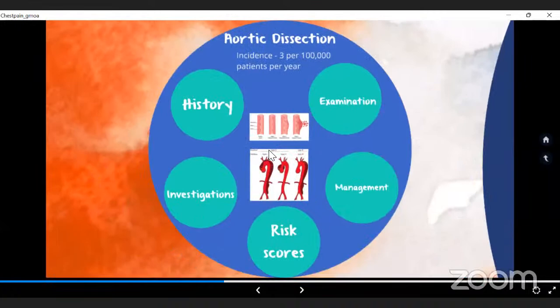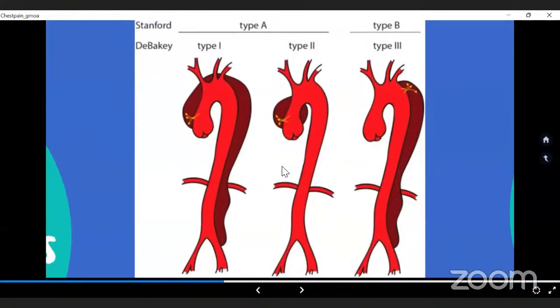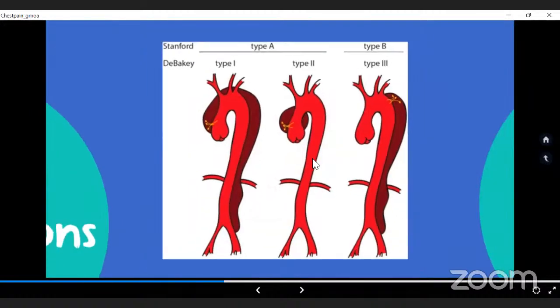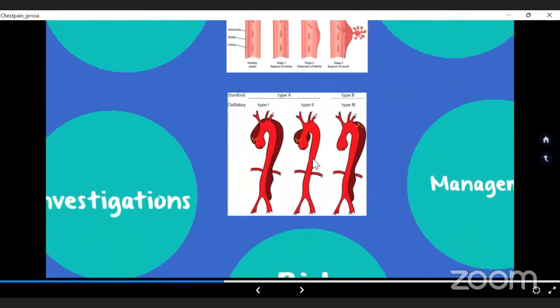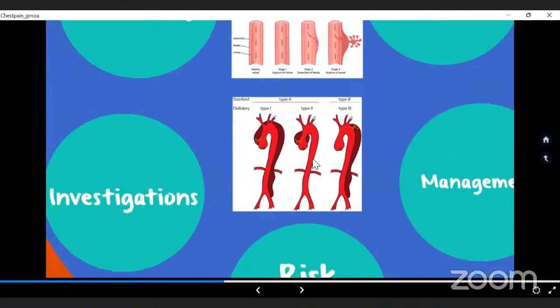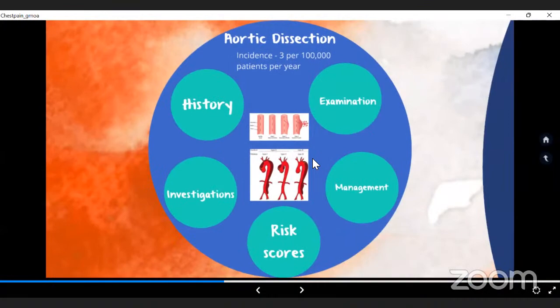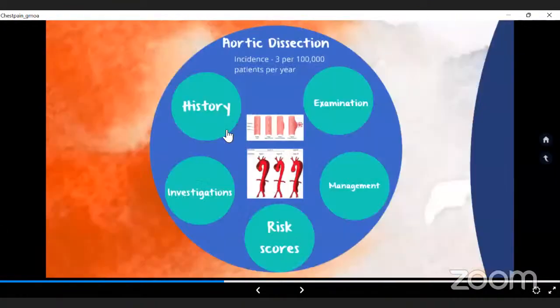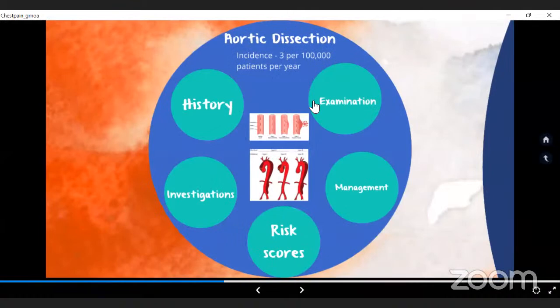Okay, second condition of the big six. I will just go very fast now. Okay, now aortic dissection. You might have heard about it in your clinical medical college, but you might not have seen it. It is not that common, it is 3 per 100,000. So that is not very common.